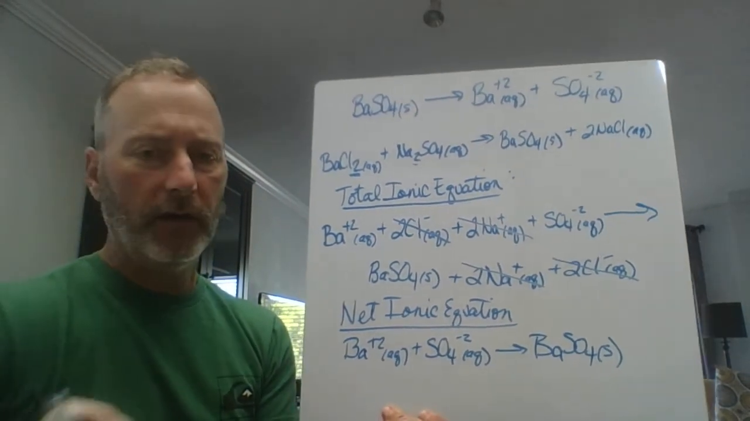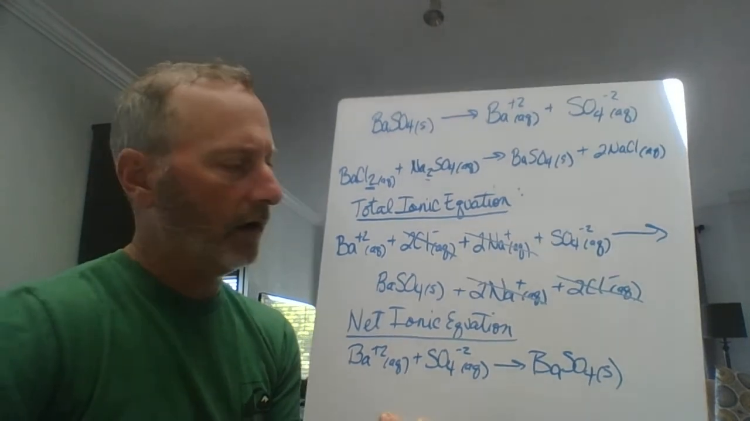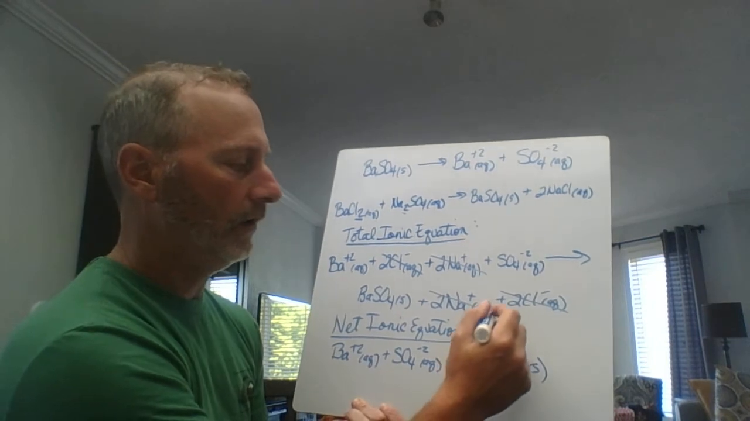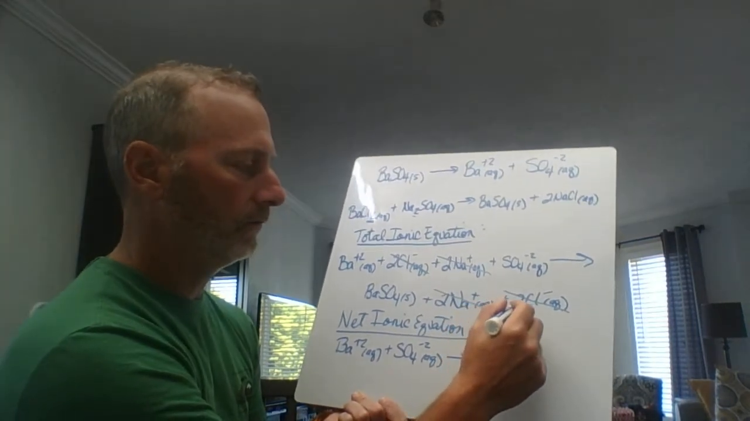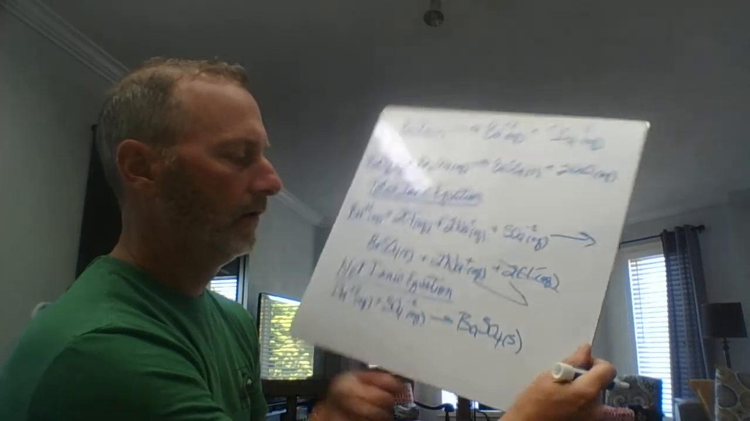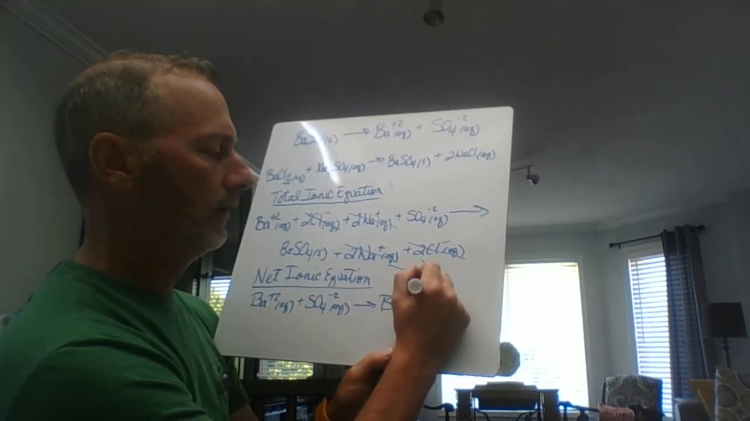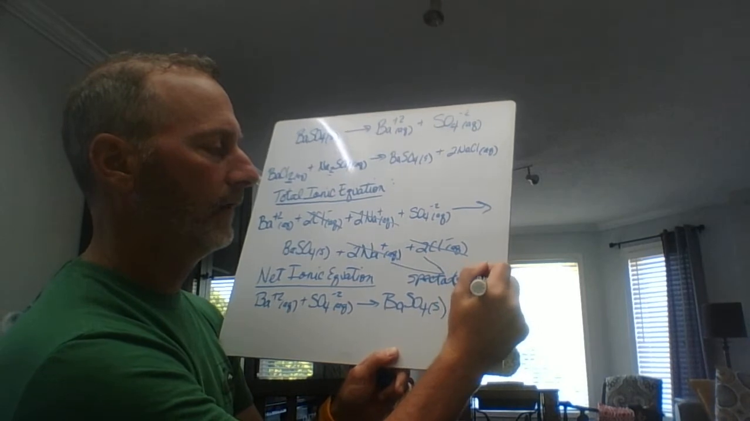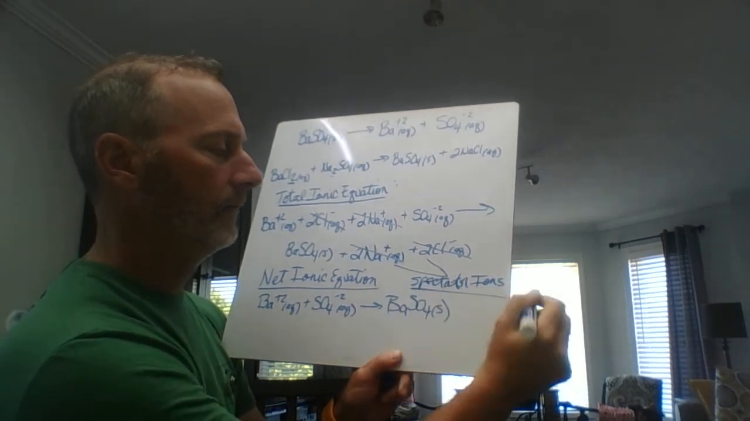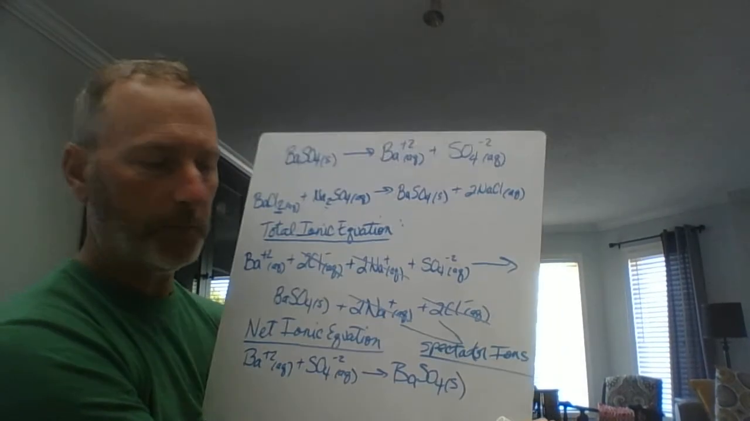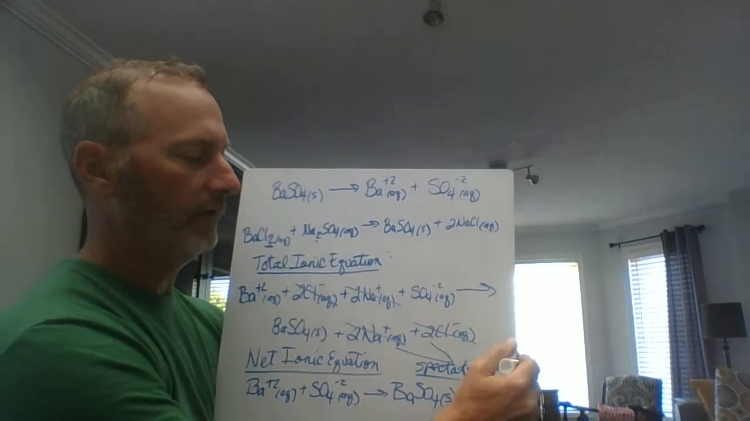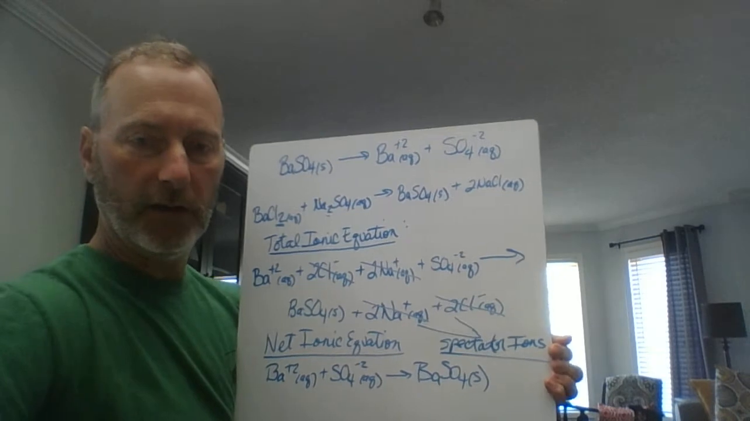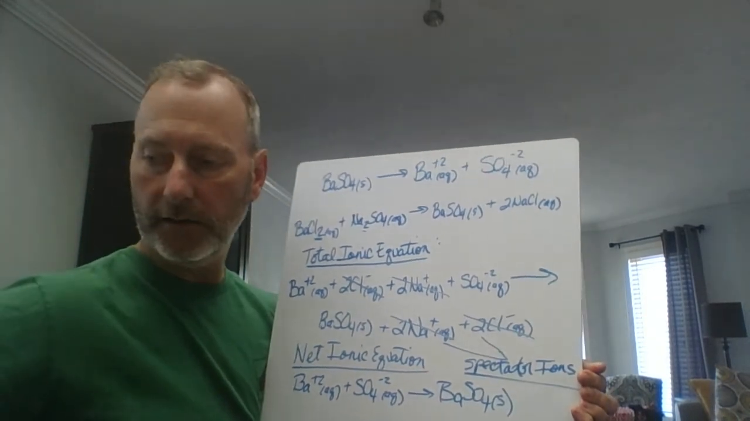The only other term we have to have, and I'll put it in here: all these ones that are being crossed out, they call these spectator ions. So how many sets of spectator ions do you have? Well, you have two. You have the 2 sodiums and you have the 2 chlorides. Those are your spectator ions.